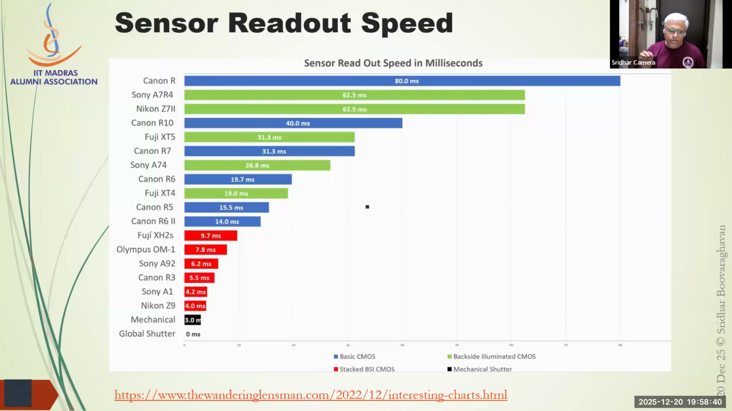Now here I have not mentioned smartphone cameras. Smartphone cameras are actually stacked BSI. It's definitely BSI, if not stacked BSI. So the readout of their small sensors is extremely quick. So for them, they don't have a problem with the readout speed. So the readout speeds are extremely quick.